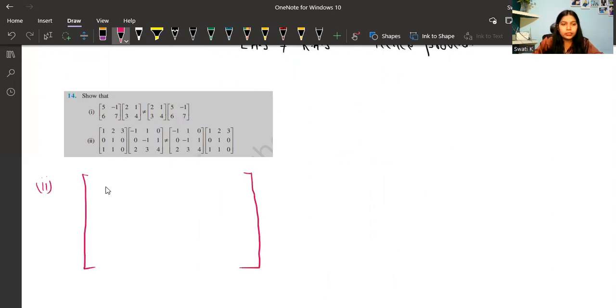Okay, so clearly the first entry is 1 times negative 1 is negative 1, plus 2 times 0, no need to write down, 3 times 2 is 6. Next entry, 1 times 1 is 1, 2 times negative 1 is negative 2, 3 times 3 is 9.